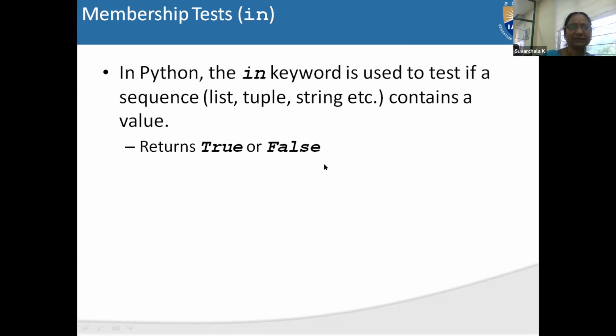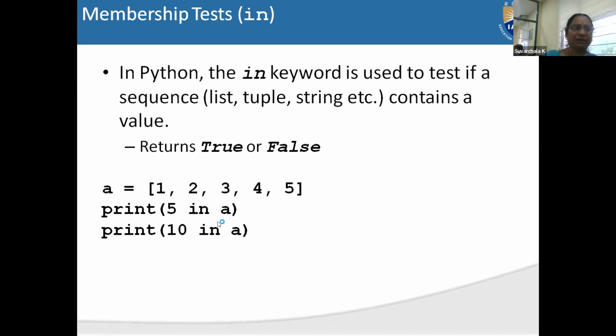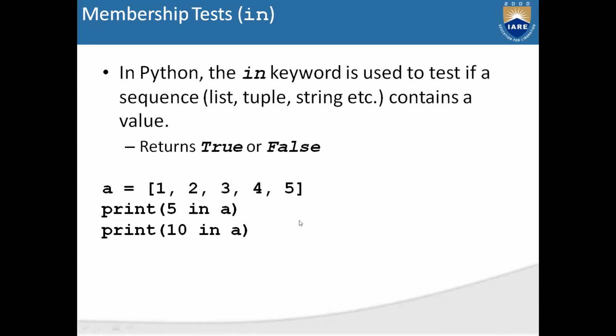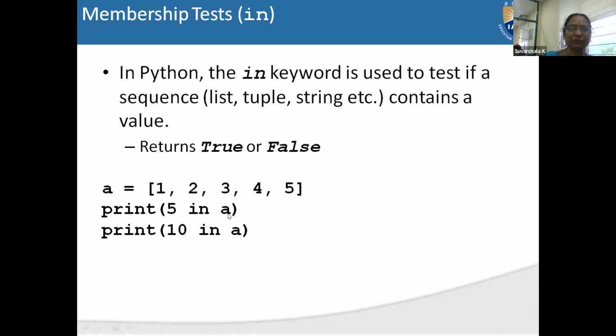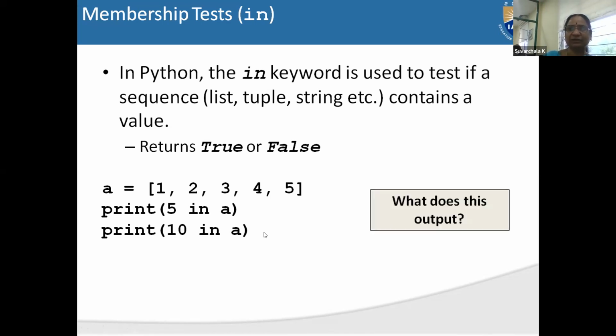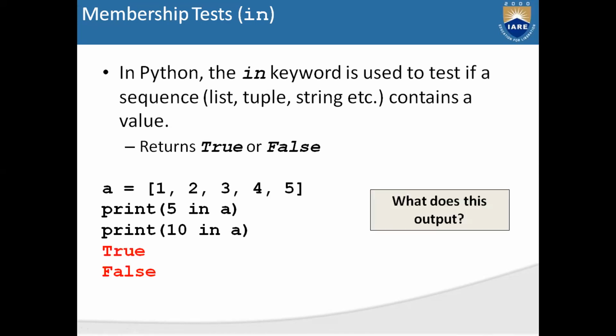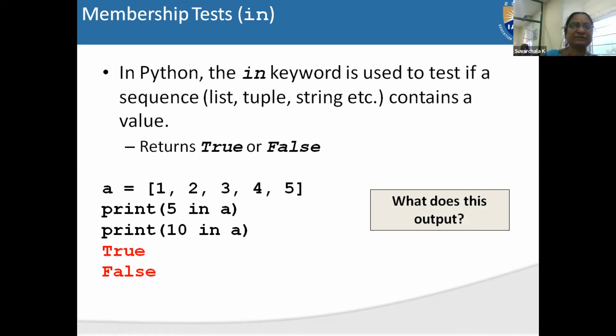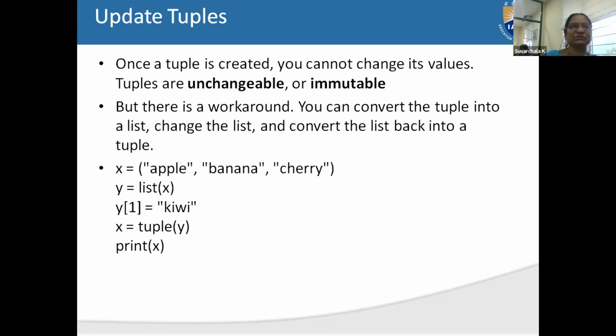So this membership test can be done on list, tuple, string, for any of these sequence data types, dictionary, etc. For example, I am giving A is equal to 1, 2, 3, 4. What is the data type of A? List. Okay, print 5 in A. What will be the output? True, because 5 is there. Print 10 in A. What will be the output? False. 10 is not there. Similarly, you can use it in tuples also, right?